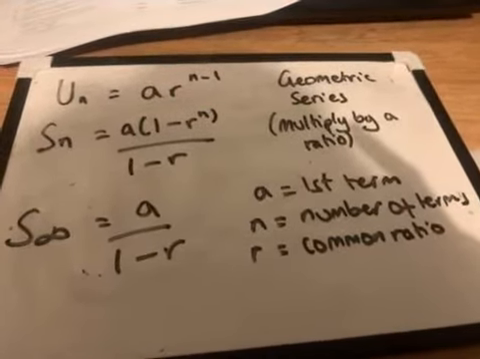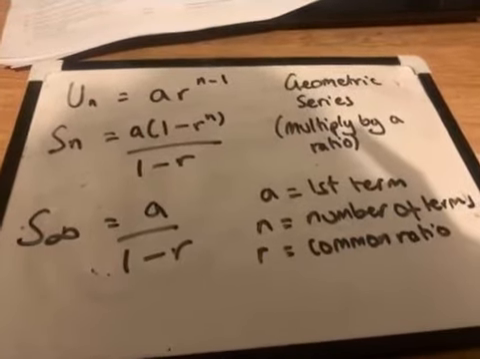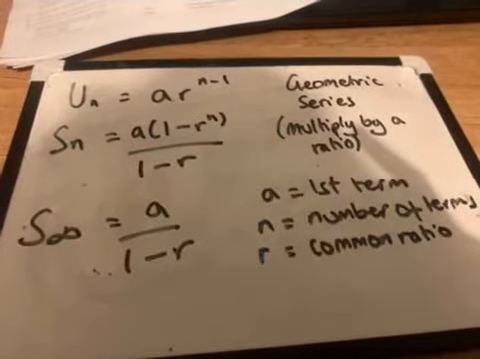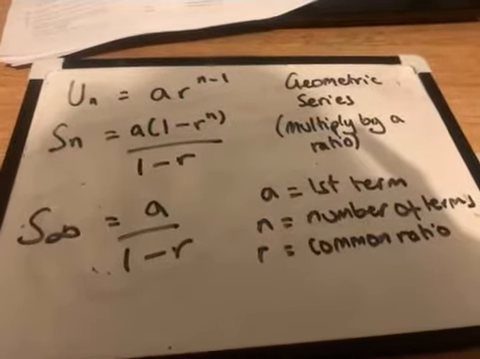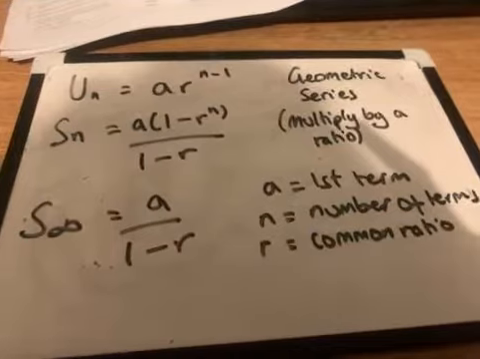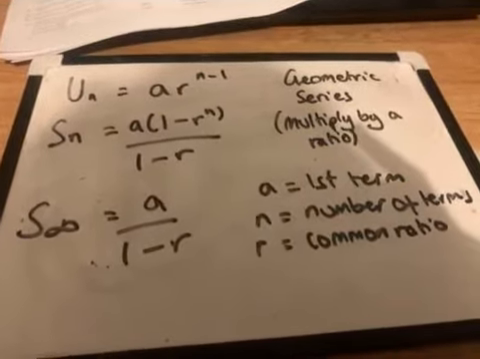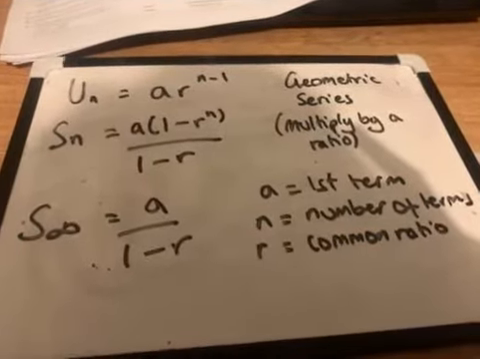Quick reminders: a is first term, n is your number of terms, and r is your common ratio, the thing you're multiplying by each time. I'm going to do an example, as I normally do, so if you've got your pack ready, that's what we're going to do. Then I'll show you the quick proof of Sn. Then I'll show you how to use sum to infinity. I'll try and keep this as brief as possible. Okay, so let's get ready and move on to that.